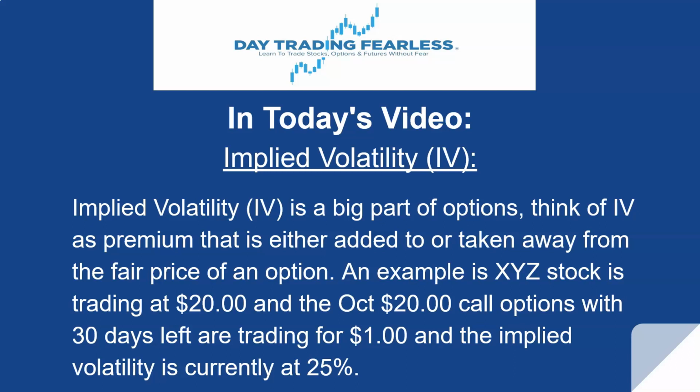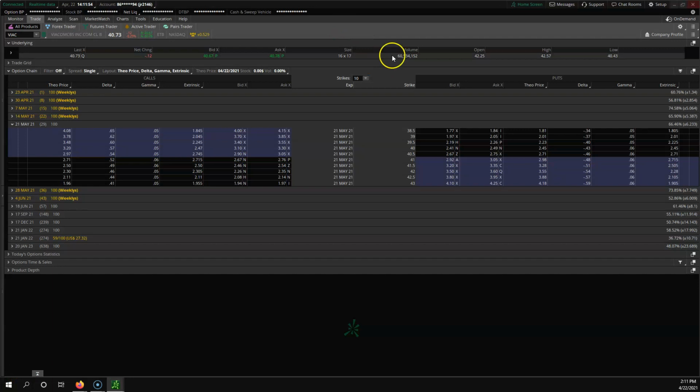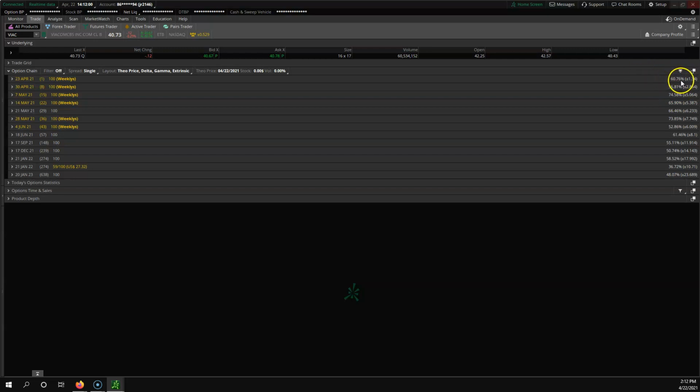An example is XYZ stock is trading at $20 and the October 20 call options with 30 days left are trading for $1. And the implied volatility is currently at 25%. Now, when we look at an option over here on Thinkorswim, you see this is what the IV is. So right now with 30 days out, we have a 66% IV. Okay, so that's the implied volatility.